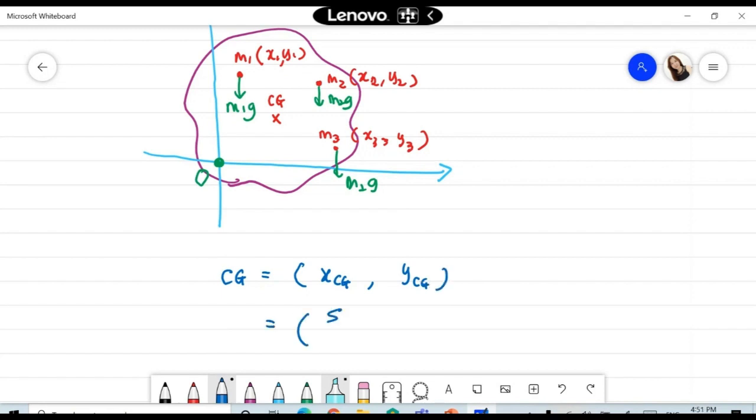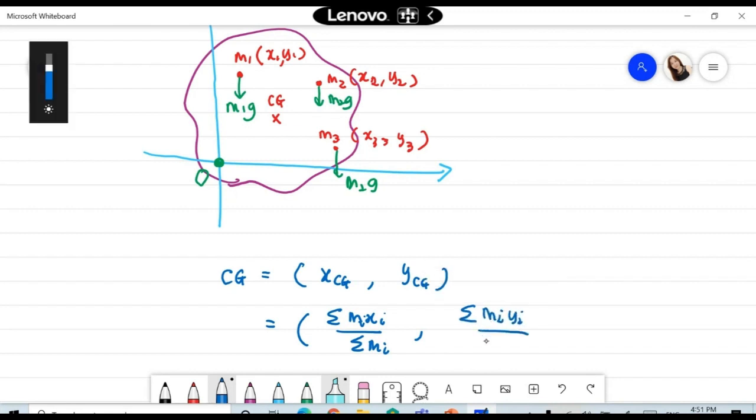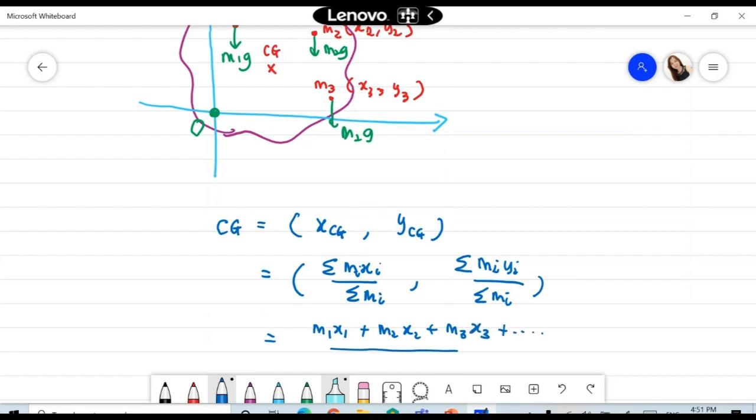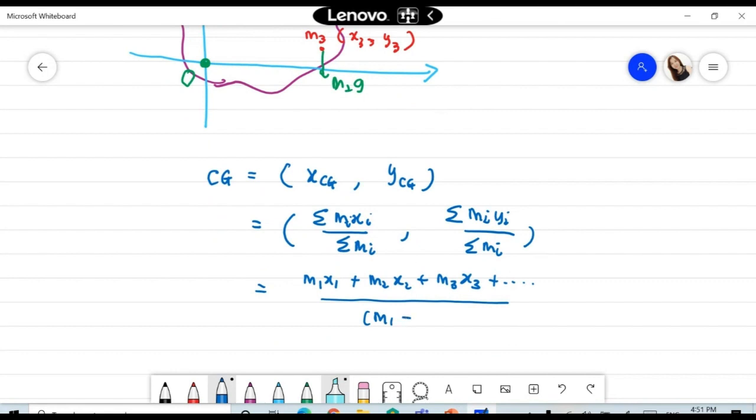So the formula for the x coordinate should be the summation of mi xi divided by the summation of mi. The y coordinate will be the summation of mi yi divided by the summation of mi. i stands for the number of particles: 1, 2, 3, right? So the summation of mi xi means you have to add up the products m1x1, m2x2 and m3x3. If there are more than that, you have to add further, and divide by m1 plus m2 plus m3.